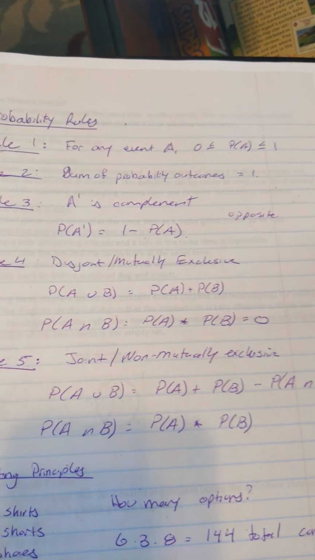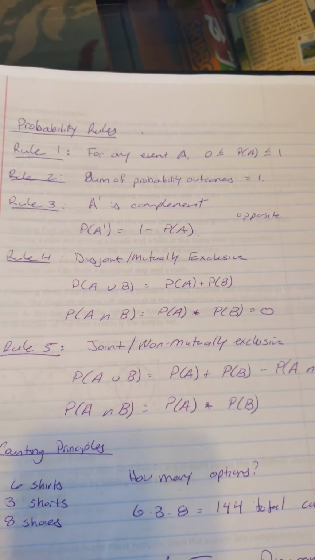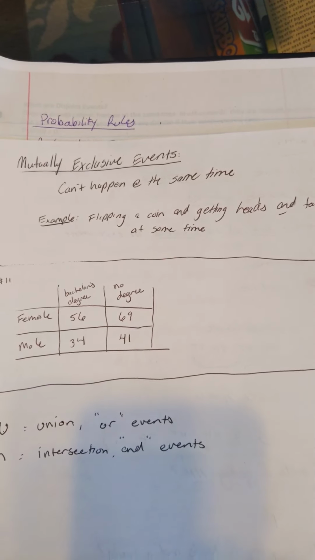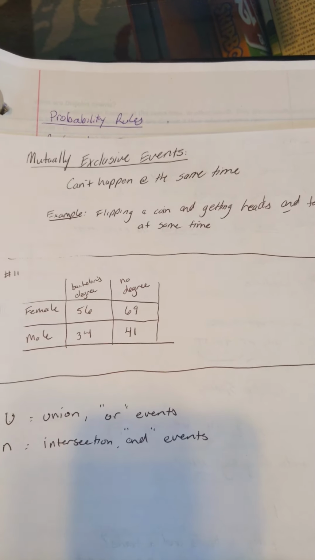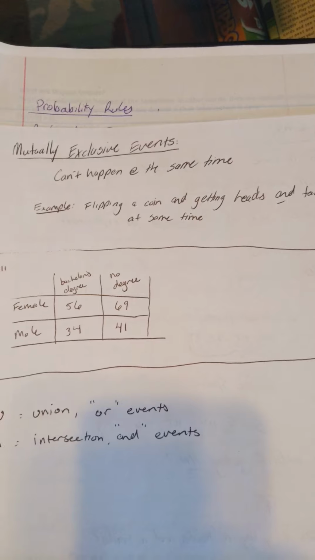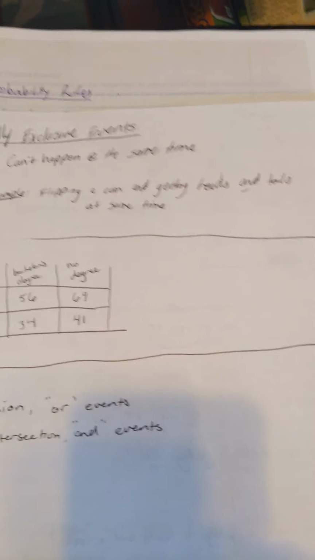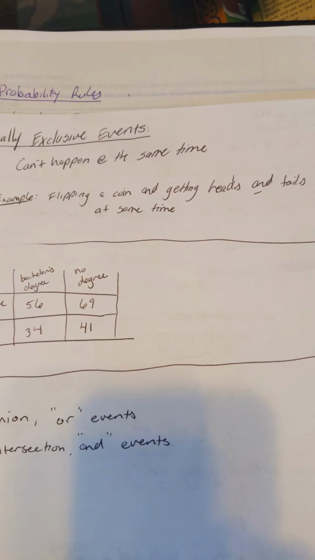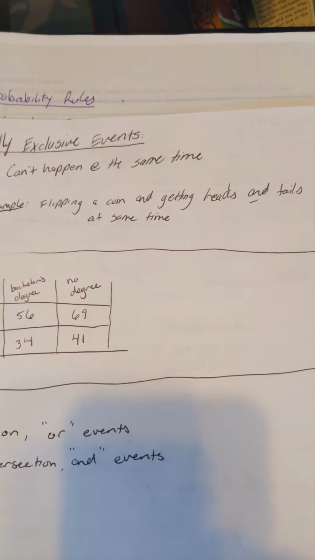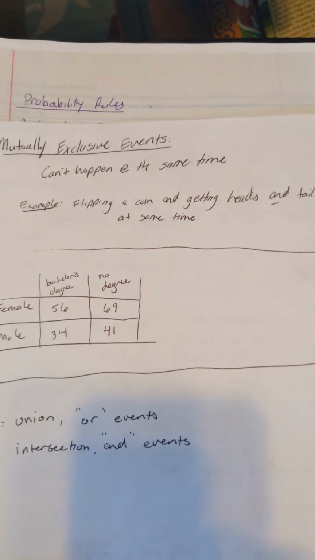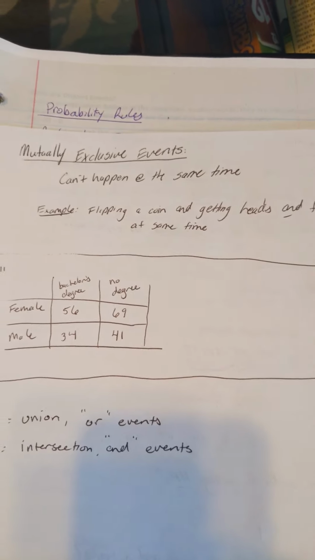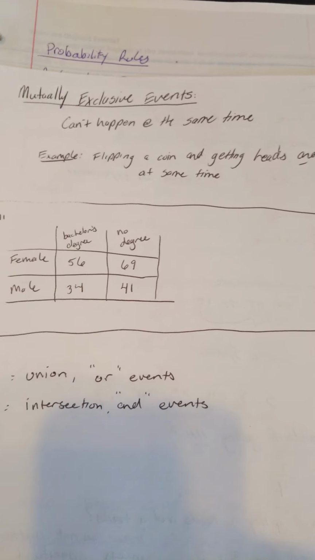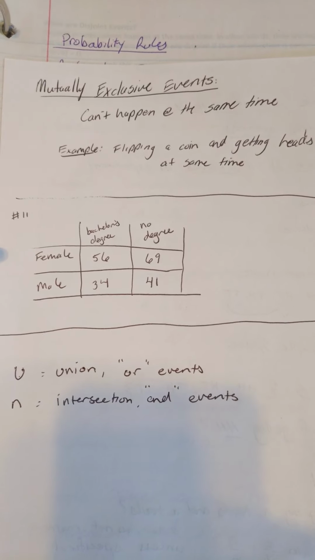The next thing is your mutually exclusive and non-mutually exclusive events. When we think about mutually exclusive, that's all you need to know, because then you can tell what non-mutually exclusive is. Mutually exclusive events cannot happen at the same time. For example, flipping a coin and getting heads and tails at the same time is not possible. You cannot drive north and south at the same time. Those are mutually exclusive events. Non-mutually exclusive events would be, let's say, drawing a king and a heart out of a deck of cards. Well, a king of hearts is an option, so that would be non-mutually exclusive.